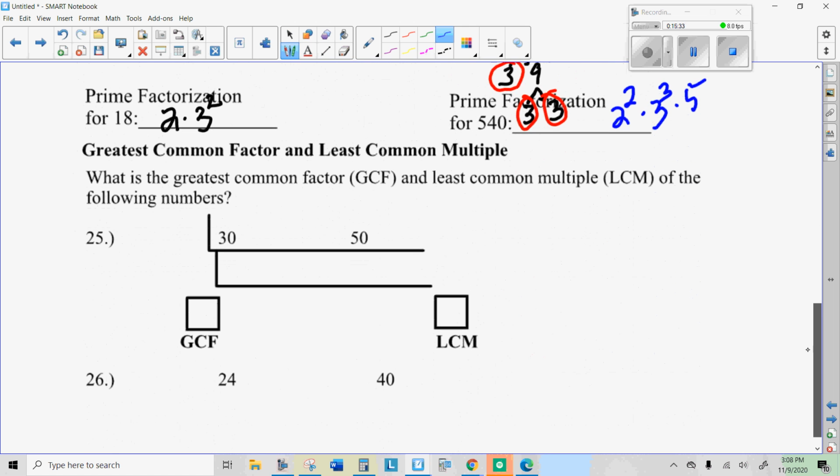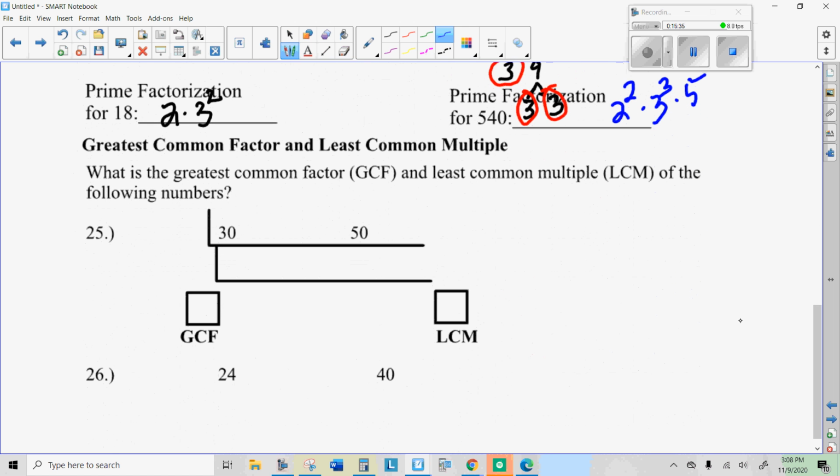All right. Greatest common factor and least common multiple. What is the greatest common factor and least common multiple of the following numbers? All right, so to find the greatest common factor, we need to list all the factors. So for 30, I'm going to list 1, 2, 3, 5, 6, 10, and 30. Those are all the factors of 30.